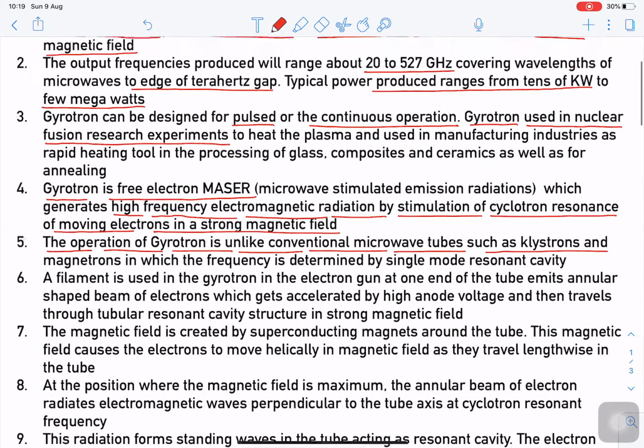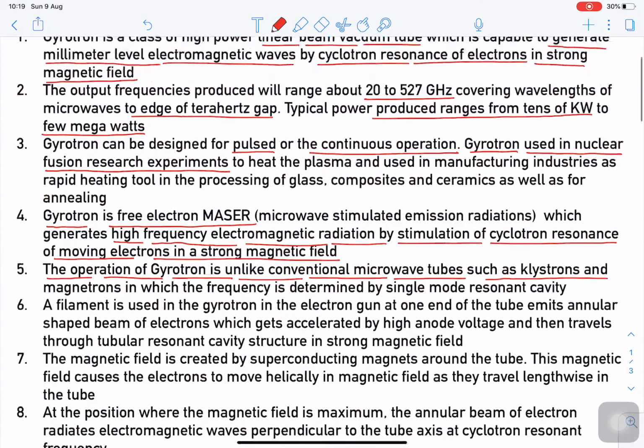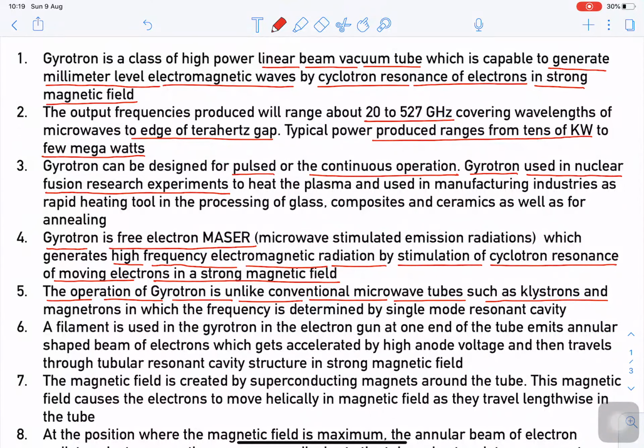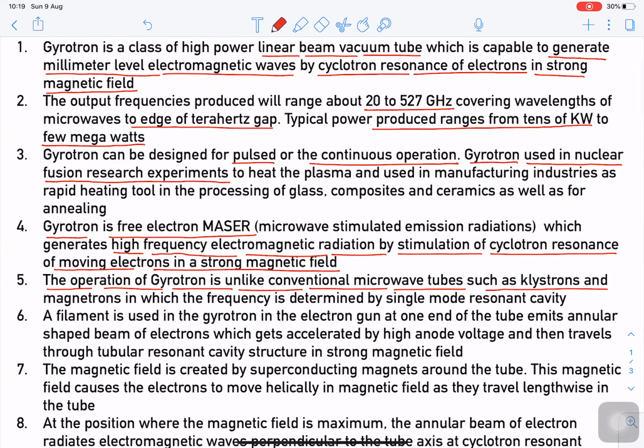We already discussed the typical applications where gyrotron tubes are used. Mainly, gyrotron tubes are used in nuclear fusion experiments carried out in nuclear industries or laboratories. As far as industrial applications are concerned, gyrotron tubes are used to produce a very high frequency at a very high power level in order to utilize its heating effect for processing materials, such as heating of glass, composite, ceramic material, and so on.